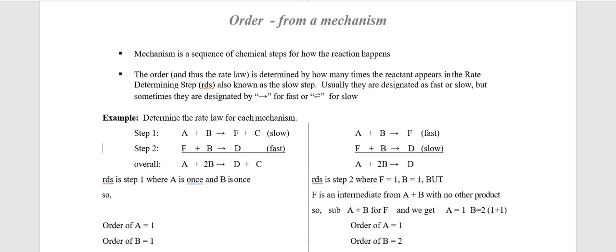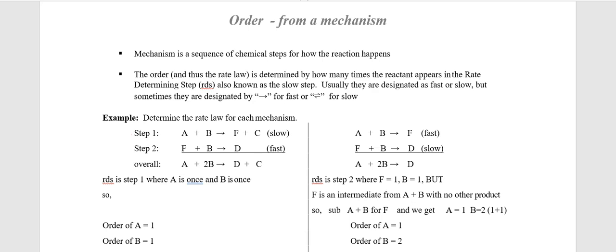Well, F appears here, but it gets used up here. So it's kind of like F would be over here as a reactant, and F is here as a product. That cancels things out beautifully. So we ignore F. F is what we call an intermediate. Here are products, and so they're written as products. We don't care about C and D so much because we're worried about the rate law. Rate law is written on reactants.